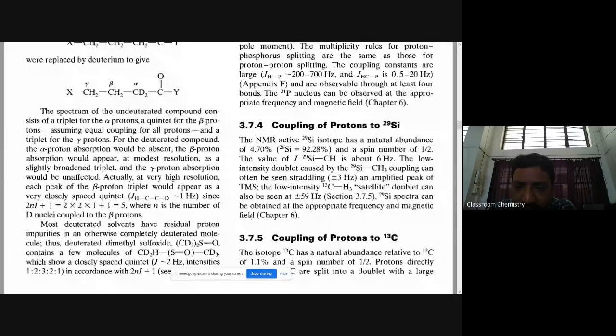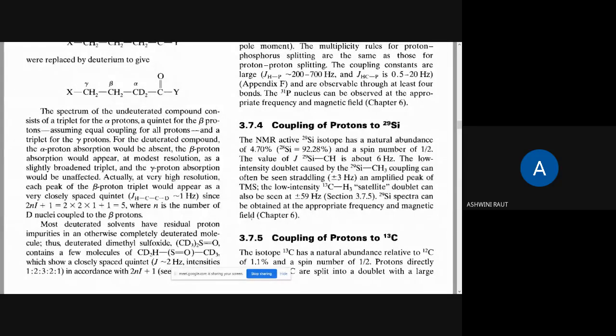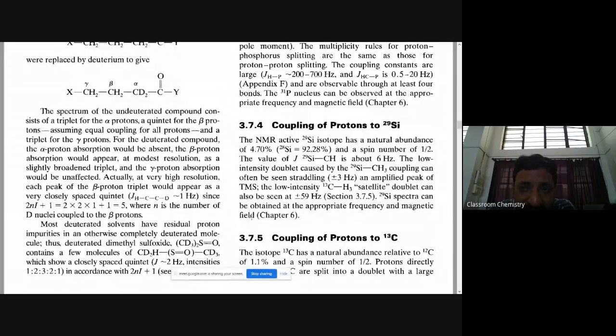Yes, sir. Satellite doublet means, sir. Yes, satellite doublet means, okay, I tell you. Here you see C12 carbon atom. C12 means its isotope. Carbon isotope is 12, having a mass number. But when it is coupled with C13, the nature of carbon is C13, and its intensity is low intensity, and that's why doublet can be seen. So it is called a satellite.